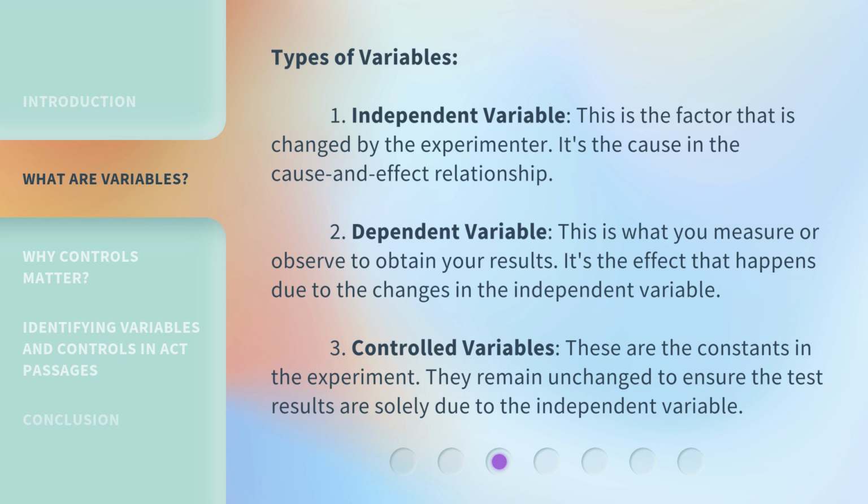2. Dependent variable. This is what you measure or observe to obtain your results. It's the effect that happens due to the changes in the independent variable. 3. Controlled variables. These are the constants in the experiment. They remain unchanged to ensure the test results are solely due to the independent variable.